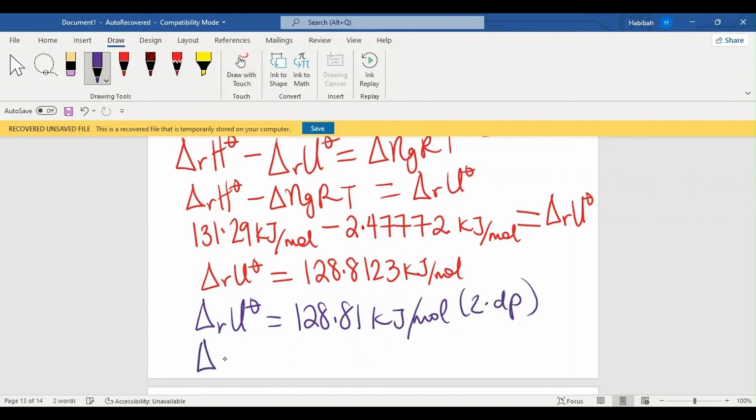And if we do this in three sig figs, the change in internal energy of reaction is 129 kilojoule per mole. So this is in three significant figures. So that's basically the end of this question.